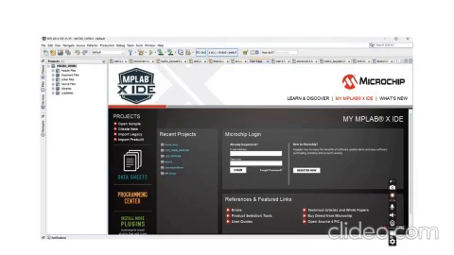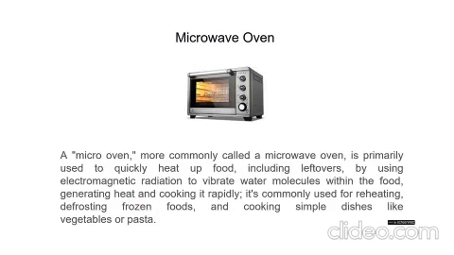After that, my teammate Thummaluri Vamsi will explain the remaining part of the project. Hello guys, this is our project, microwave oven. You all know very well what a microwave oven is. It is used to quickly heat up food by using electromagnetic radiation to vibrate water molecules within the food, generating heat and cooking food.